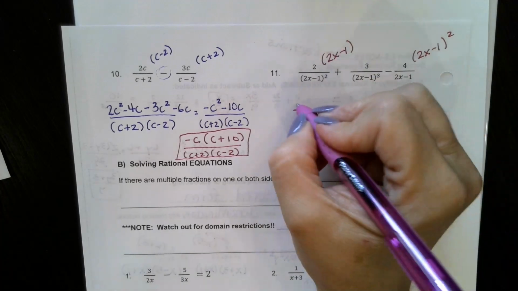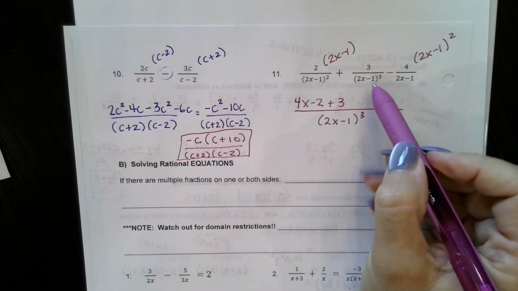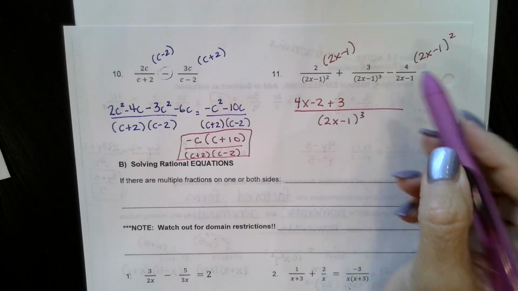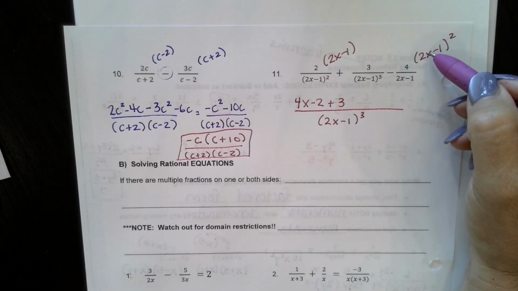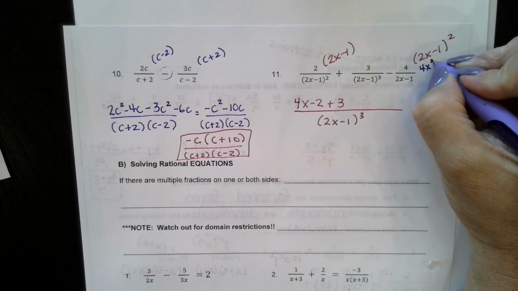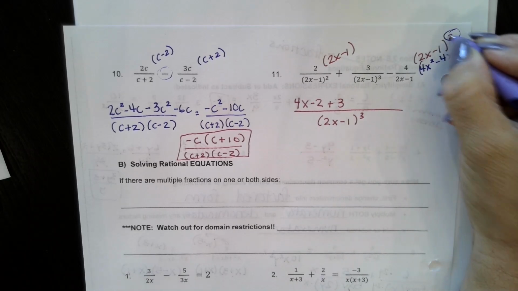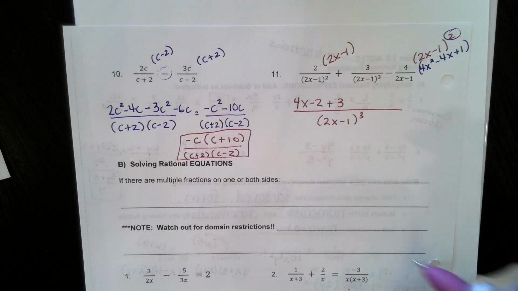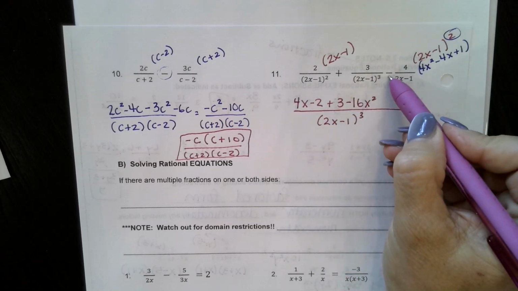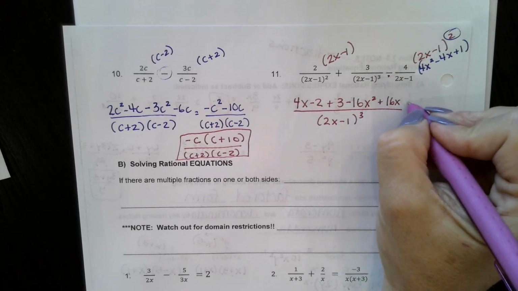So if I distribute this through, I have 4x minus 2 plus 3, because nothing changes to this middle one. It's got a perfect common denominator. And then I could distribute this once I've FOILed this out. So if I FOIL this out, I have 4x squared minus 4x plus 1. That's this FOIL. Remember, this 2 here I don't distribute, I have to FOIL. So what this gives me is negative 16x squared, because this is a negative here, plus 16x minus 4.